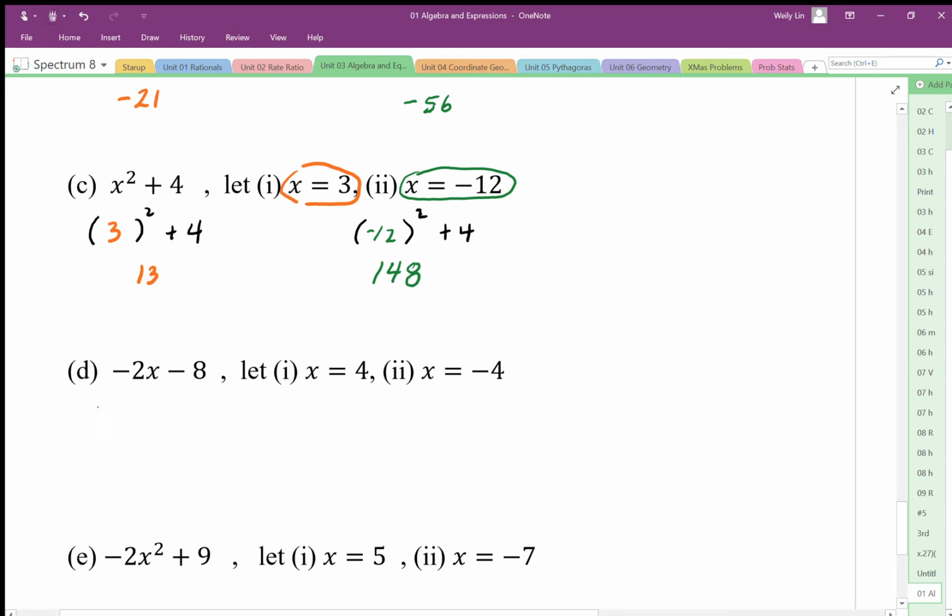Here we end up with negative 2 times x minus 8. So negative 2 times x minus 8. I can let my x value take on a value of 4 and then evaluate it. So negative 8 minus 8 is negative 16. Okay. If I let the x take on a value of negative 4, I end up with positive 8 minus 8, and that gives me a calculation value of 0.